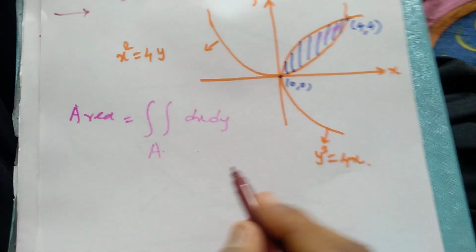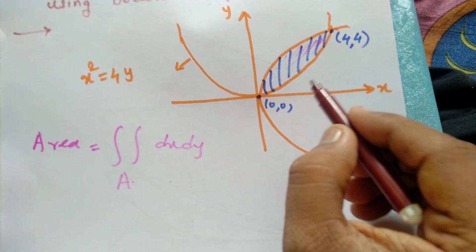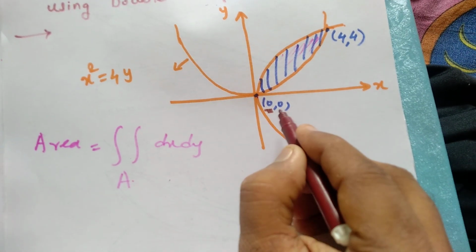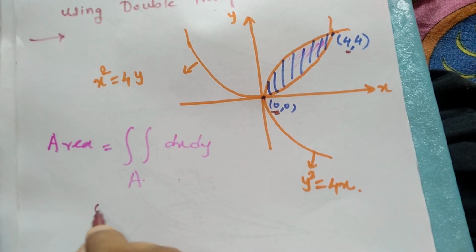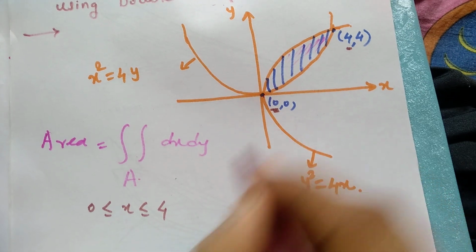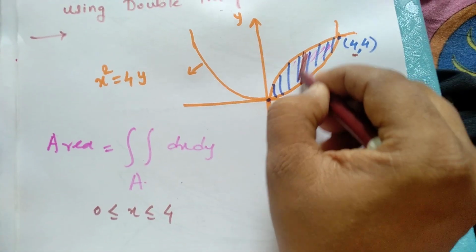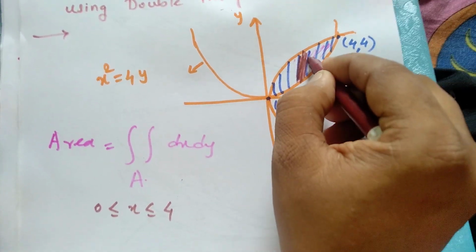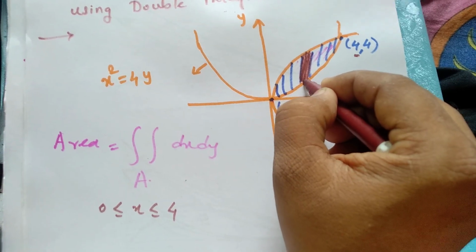Now, see what we have to do. For this area, you have to find the limits of integration. I observe one thing, that the minimum x coordinate within the area is 0 and the maximum x coordinate is 4. So our x coordinate varies from 0 to 4. And for the y coordinate, you have to draw a vertical strip within that area. The strip should be parallel to the y-axis.